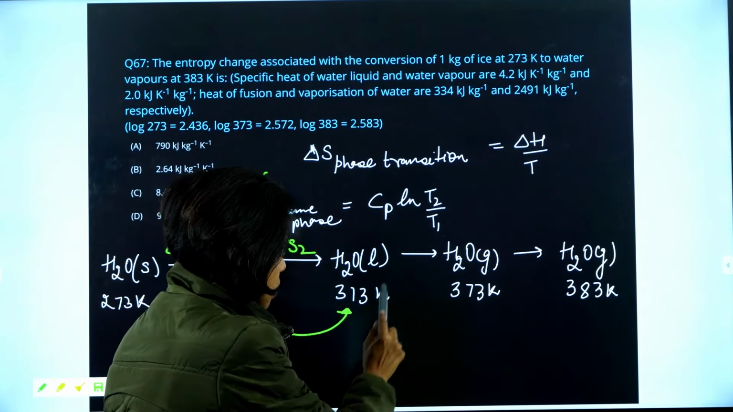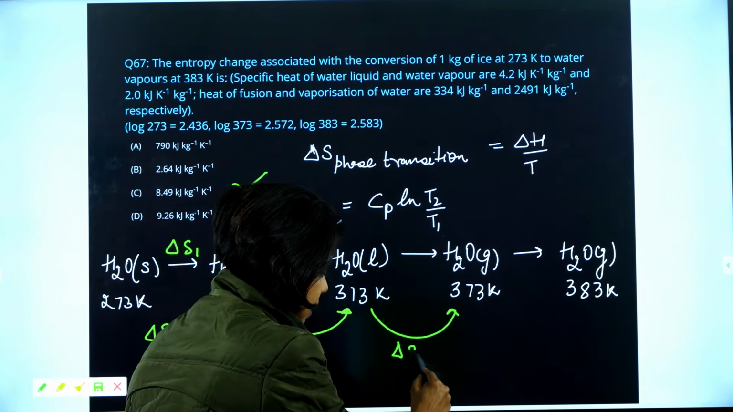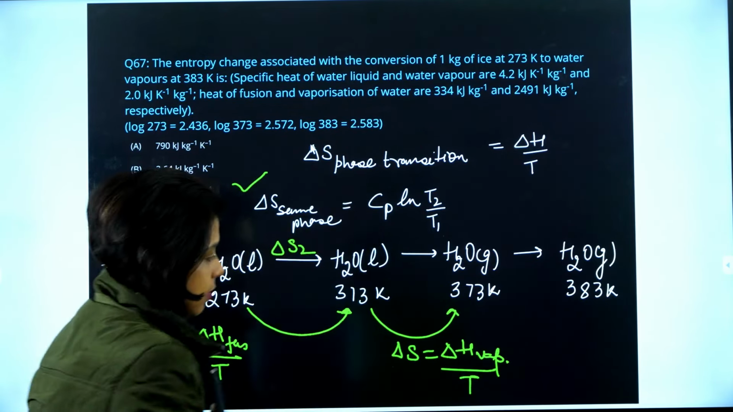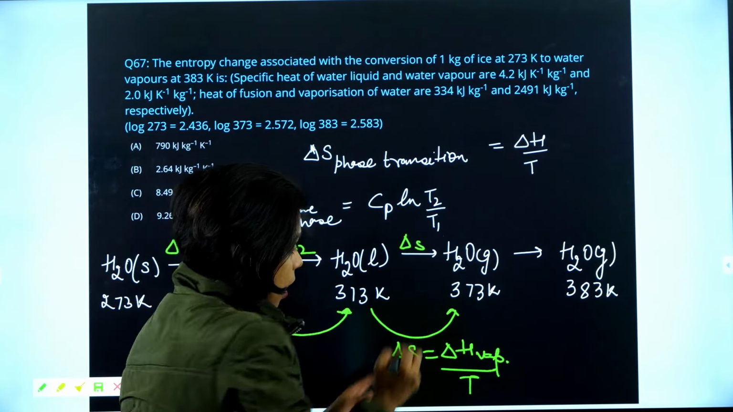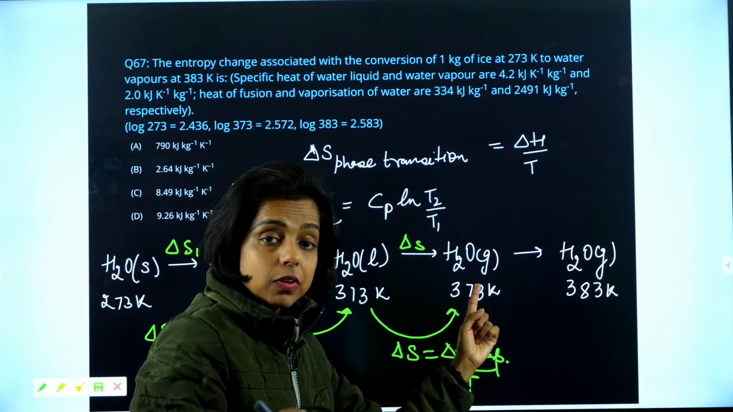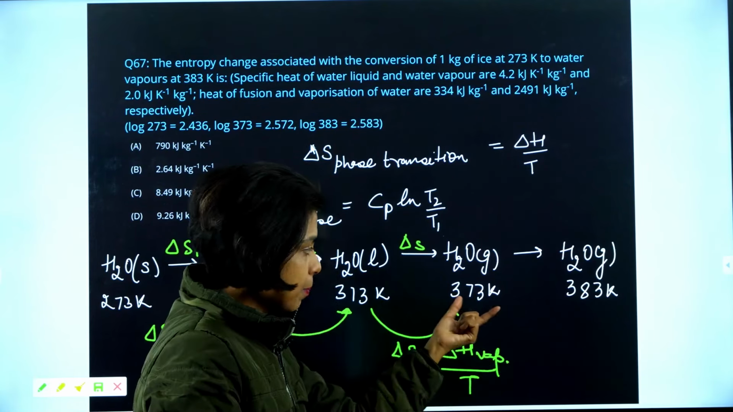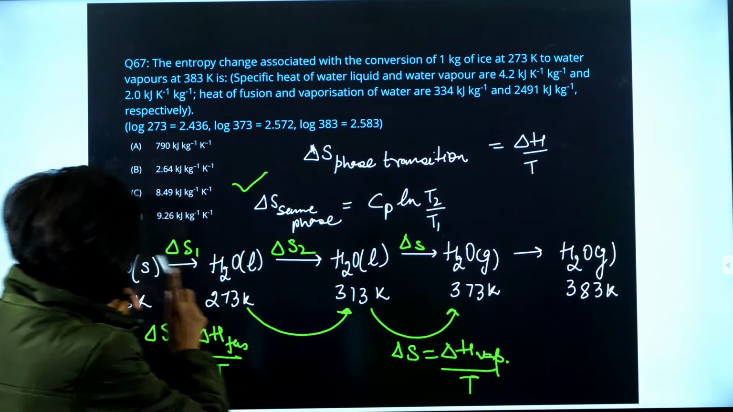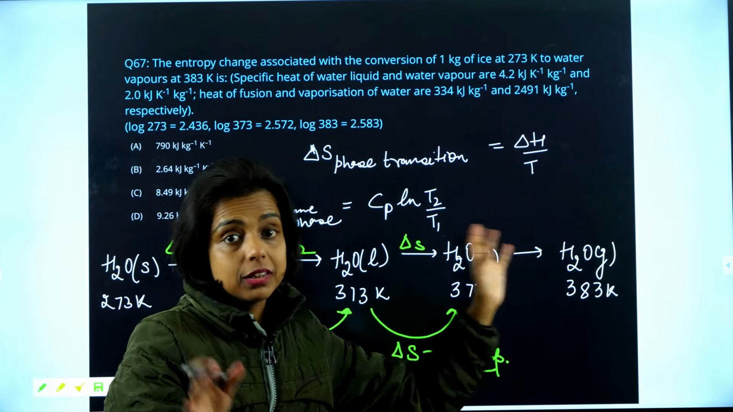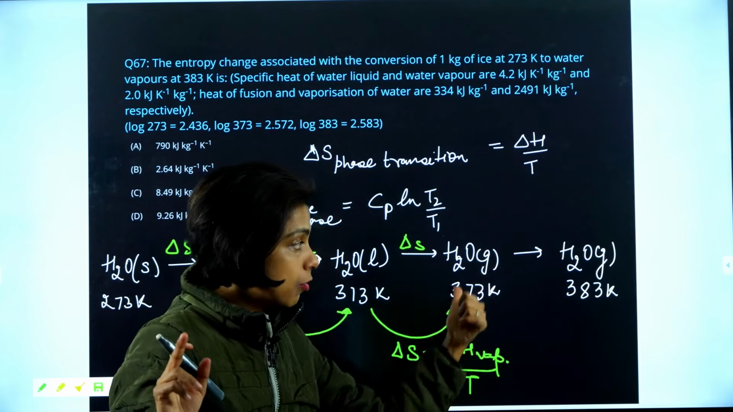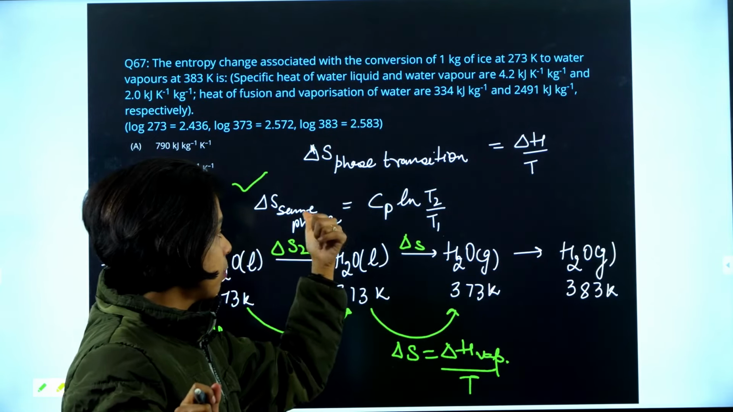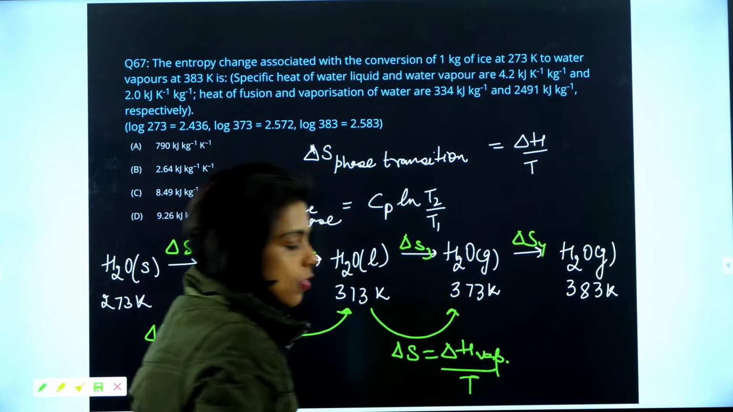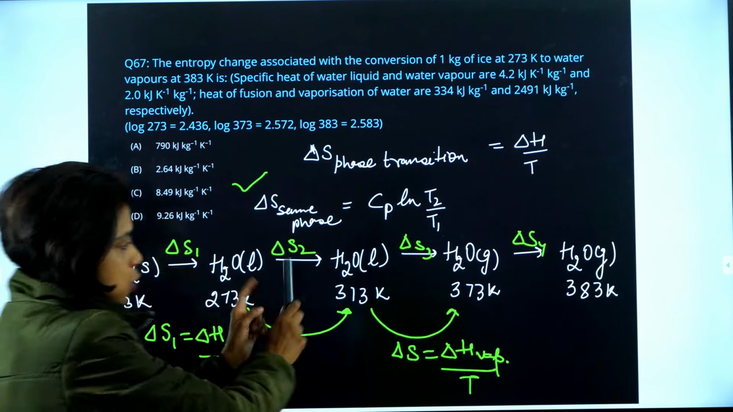Now again, liquid to gas phase transition, again you will use the formula delta S is equal to delta H of vaporization by T, where T is 373 Kelvin. This is delta S3. Now again, because you want finally the vapors at 383 Kelvin, you have vapors at 373 Kelvin. Why 373? Of course, 100 degrees Celsius, the boiling point of water. So solid to liquid and then liquid to gas, and gas should be at 383. So the temperature is different, phase is same. So again you use the formula delta S equals Cp ln T2 by T1. This is 4. So the overall entropy change in this process is the sum of S1, S2, S3 and S4.